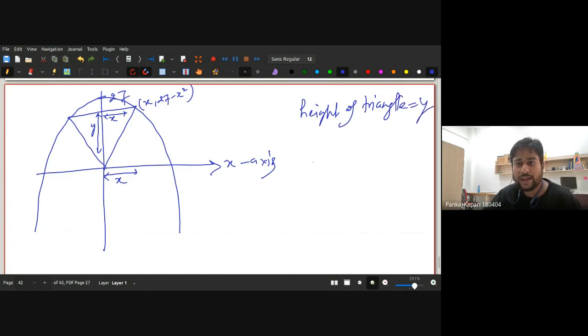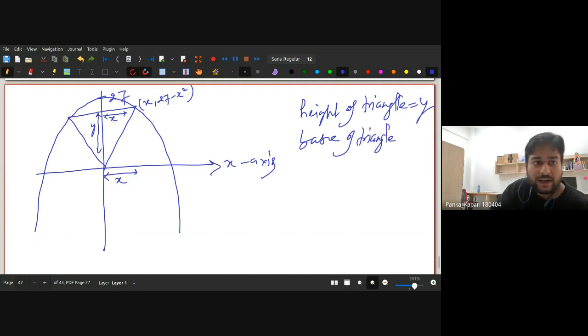So height is y, and what is the base? The length of the base, right? So this length is x and this length is also x. Assume that x is positive, well, length, because we are talking about the length. So the length of the base is 2x. Assume that x is positive.